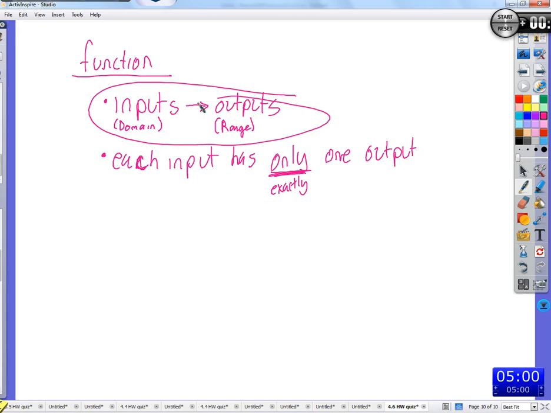So a function, this is like a really important part. I couldn't say that it's more important than this. Okay? But this part's just kind of assumed. Okay? That the things that we work with will only put out one output for every input. Okay? I mean, here's an example of a, can somebody give me an example of a function?